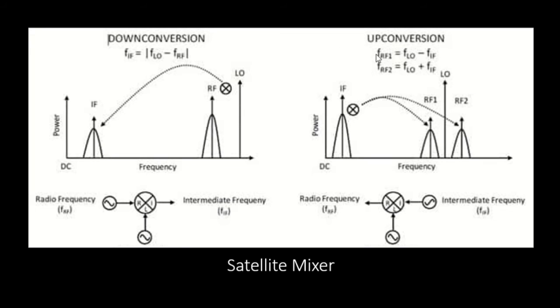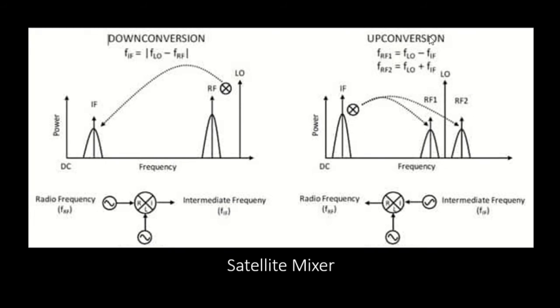So there is an up converter as well. If you look at this, from IF at low frequency, LO at high frequency. So if you look at this, it will use two channels, FLO minus FIF and also FLO plus FIF, to get these two channels. So these two channels will be sent, transmitted to the satellite.